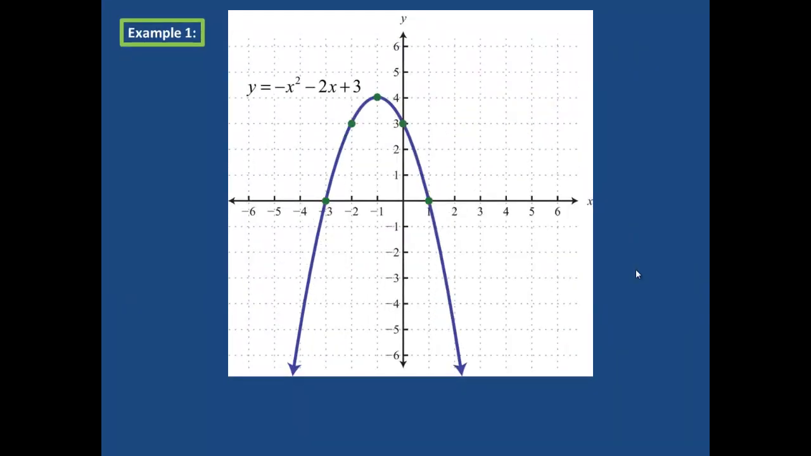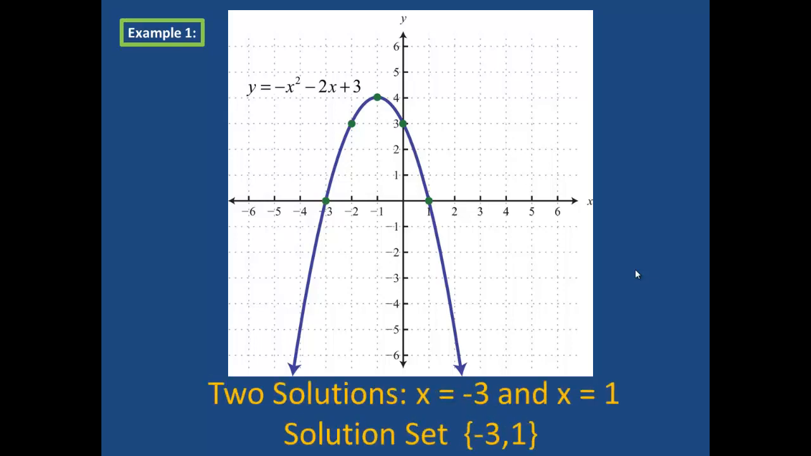This is example 1 on the first page of your guided notes. Looking at this parabola, can you find where the x-intercepts or solutions are to this parabola? If you look carefully, you'll see that the parabola crosses the x-axis at x equals -3 and x equals 1. There are two solutions to this quadratic function, so the solution set is the numbers -3 and 1.